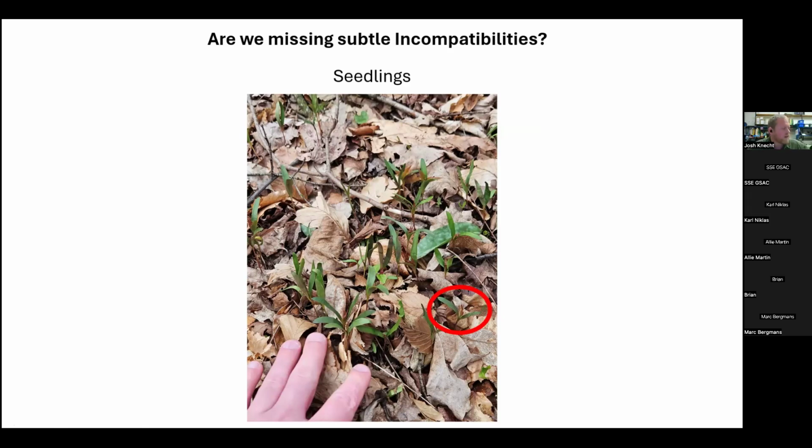cycle where incompatibilities could affect the plant the strongest. So seedlings are under really strong selection, right?